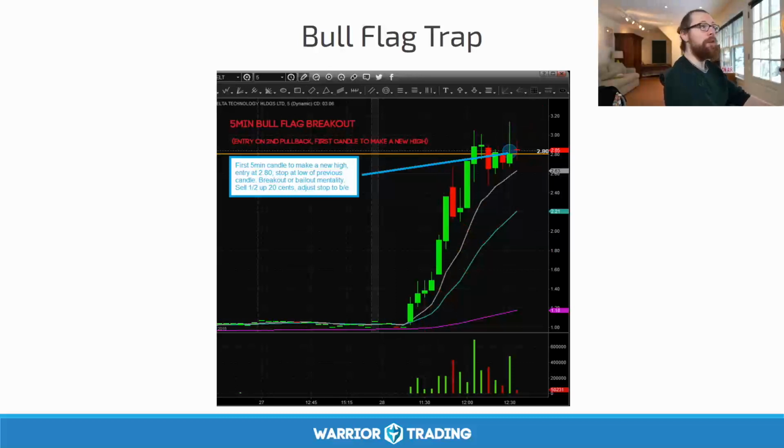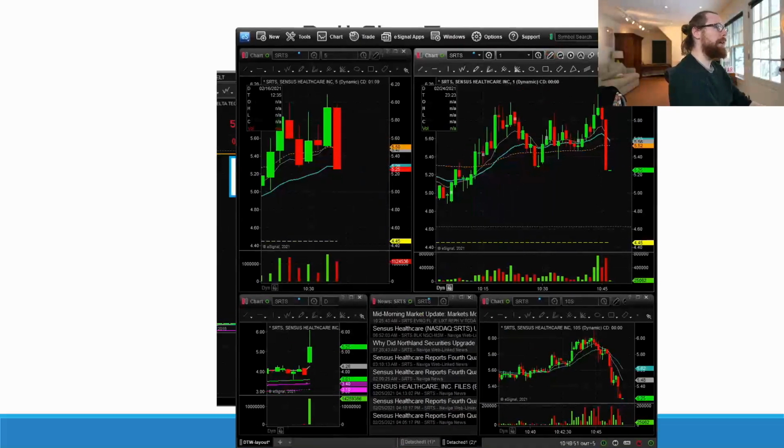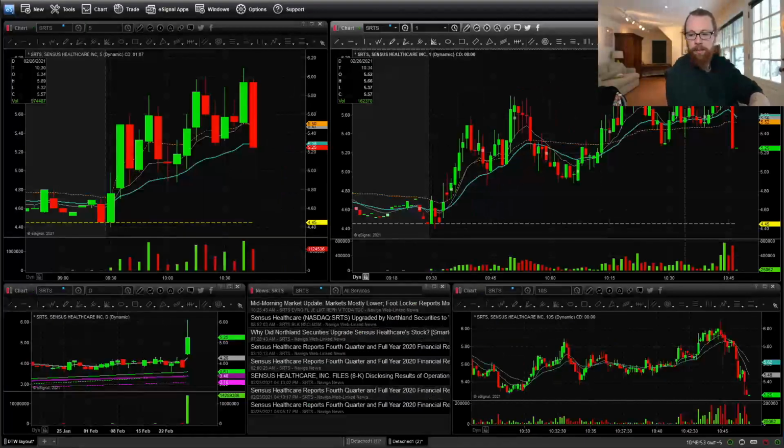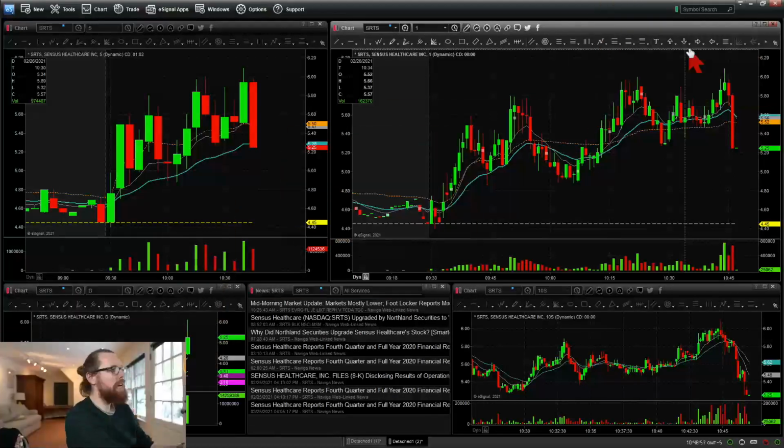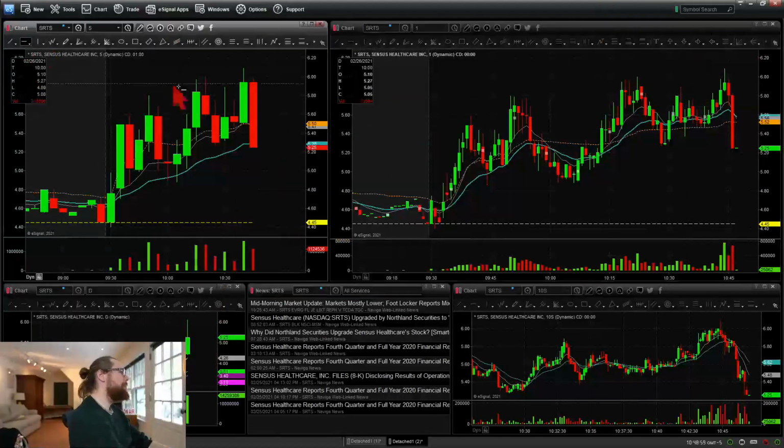And hey, look at that. Perfect. SRTS. Right in this chapter, we just got a false breakout on SRTS. All right, let me move my video to the bottom corner. SRTS, bull trap, right there, at the whole dollar of 6.